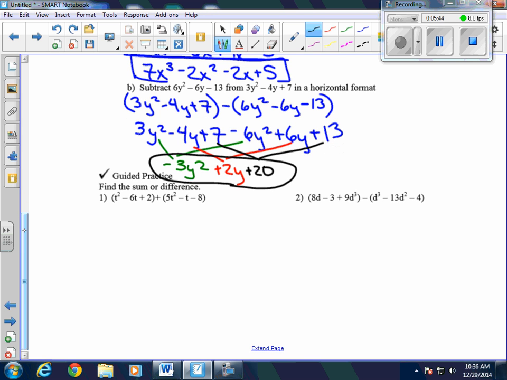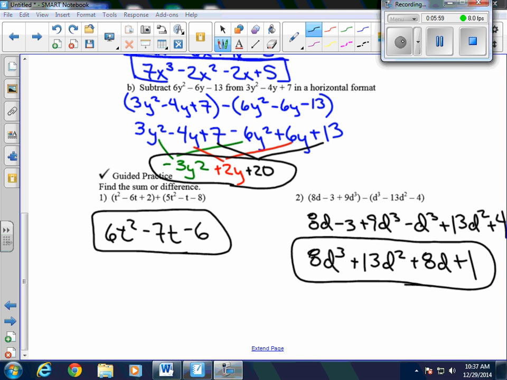Go ahead and do questions 1 and 2 in the guided practice. Add those up. Hit pause in the video until you're ready. When you are ready, go ahead and hit play. And there are your answers to questions 1 and 2. If you'll notice there, I did the horizontal format in both of those problems. Again, you can use the vertical or the horizontal format, whichever you prefer.